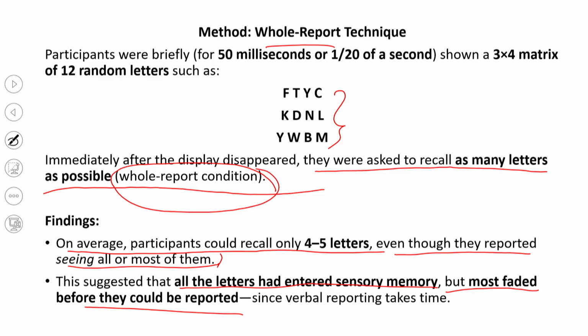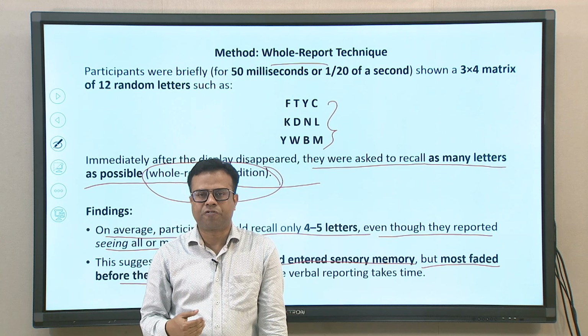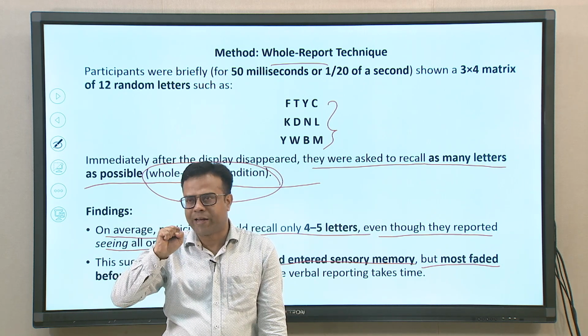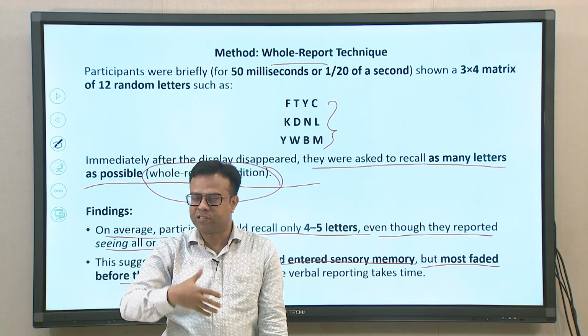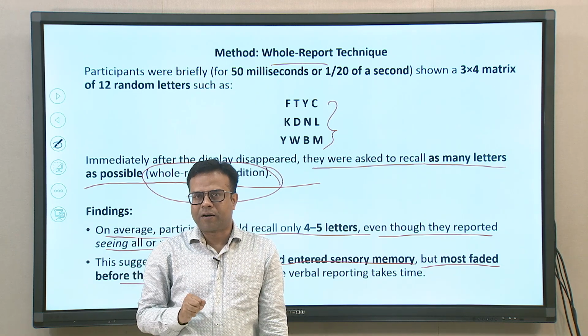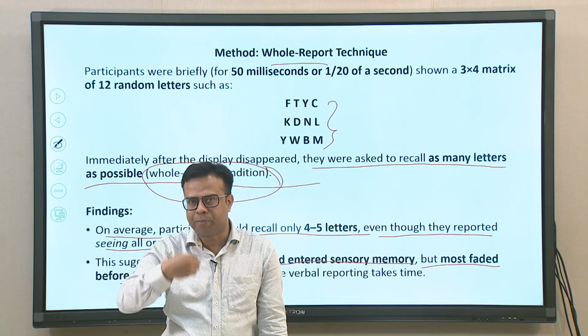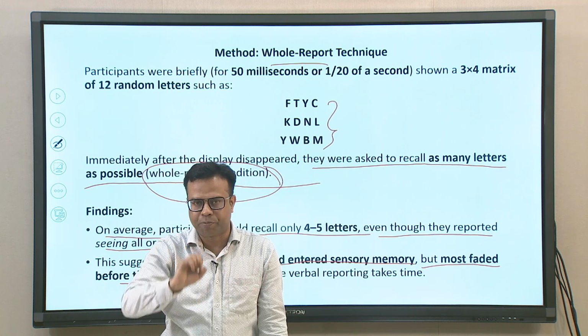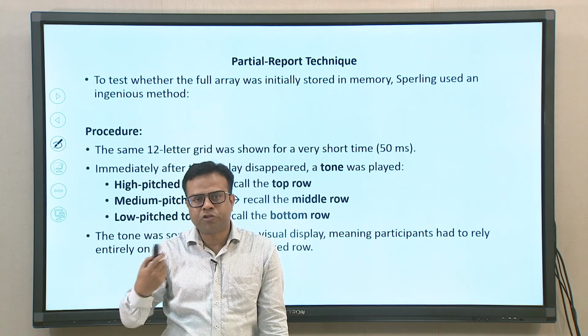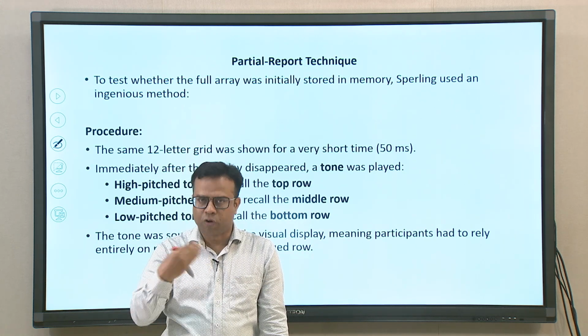They could hardly report 4 or 5 letters, and all the other letters faded the moment they started reporting, because some time was spent. Since whole report takes time. So, that was the finding of this experiment. From the whole report he could find that sensory memory can capture almost all the information. It was captured by the senses, all the 12 letters, but since it lasts for such a brief period of time, the moment they started reporting, they forgot most of the letters and could report only 4 or 5 letters. Then he used another technique to get more answers.